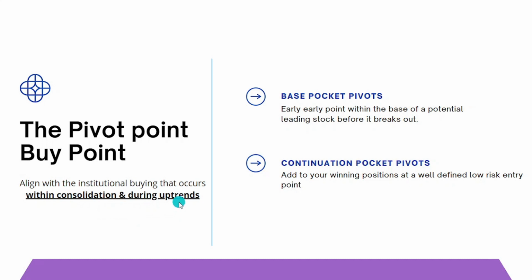There are two different types of pocket pivots. The first one is something that we call the base pocket pivot. This essentially gives an early mover advantage. It helps you build early positions within the base of a potential leading stock before it actually does a breakout. And then we have something called a continuation pocket pivot. This helps you time low risk entries and add to your winning positions and basically pyramid them. Let's look at both of these in detail.